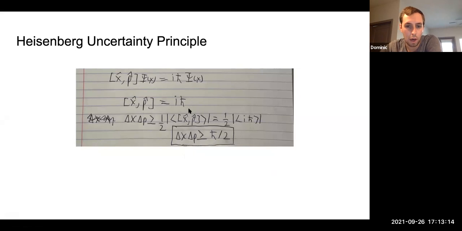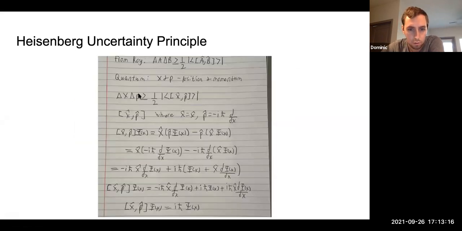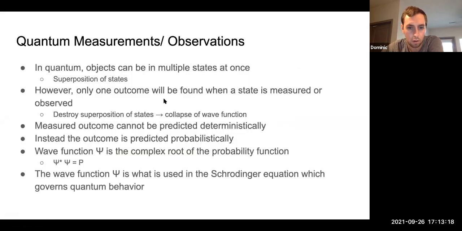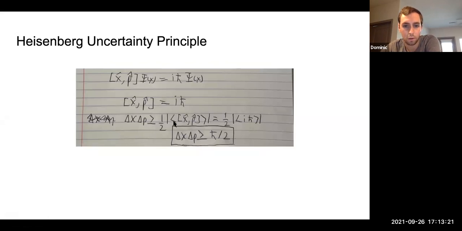So then going back to this guy up there, we can just plug that all in and simplify. And we're taking the magnitude of that, so the imaginary portion doesn't really matter. So then we're just left with delta X, delta P is greater than or equal to ħ over two, which is the uncertainty relation for position and momentum.